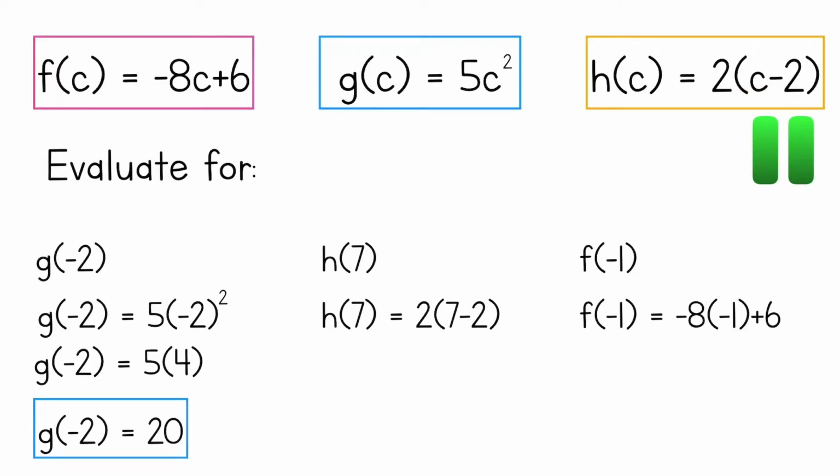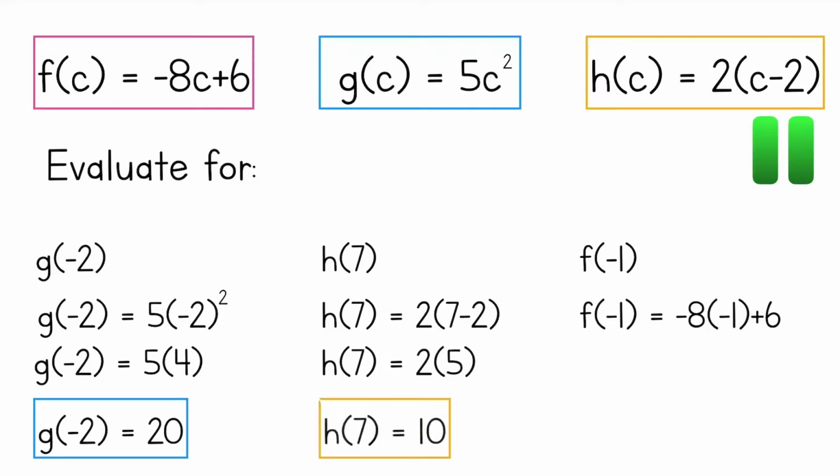For h of 7, I have 2 times 7 minus 2, because the original equation is 2 times c minus 2. And 7 minus 2 is 5, so I have h of 7 equals 2 times 5, so h of 7 is equal to 10.